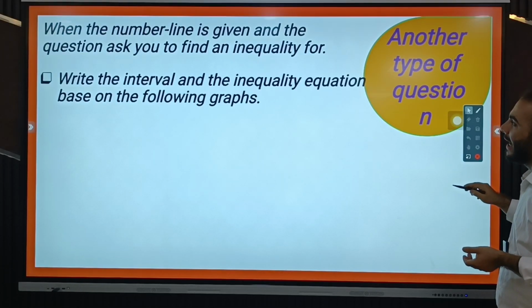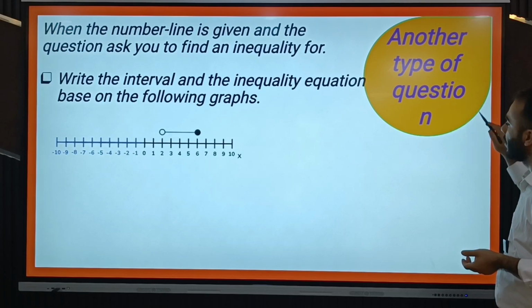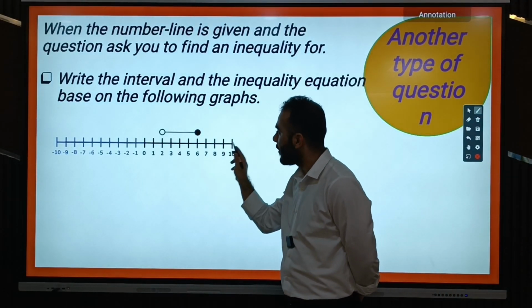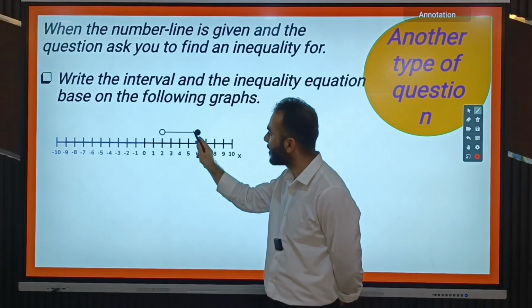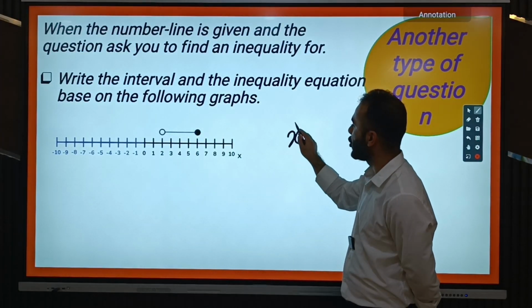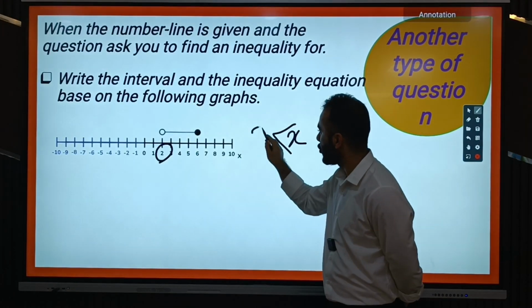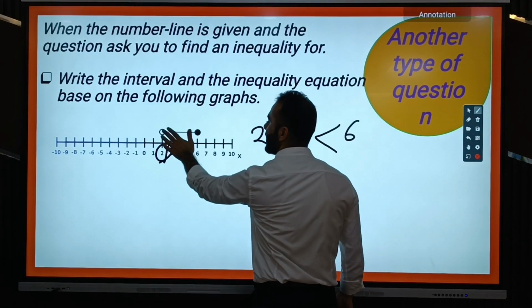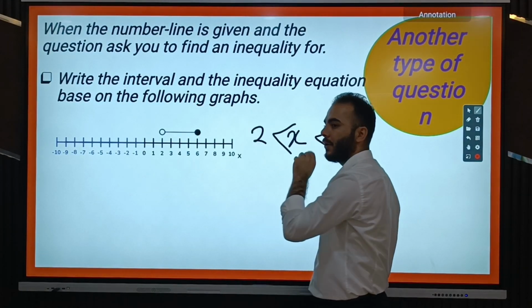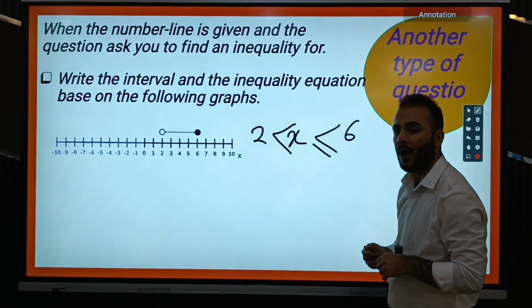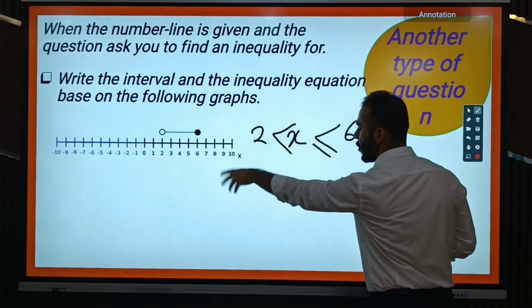Write the interval and then the inequality based on the following graphs. So we have got one number line here, as you can see. It's from what to what? Look, that line always represents x. Be careful. So our x's are greater than 2 and less than or equal to 6. From the left side, as you can see, the circle is empty, so no equal under the inequality symbol. But from the right side, it's filled, so we are going to have an equal under 6. So it means 6 is also included in that set.